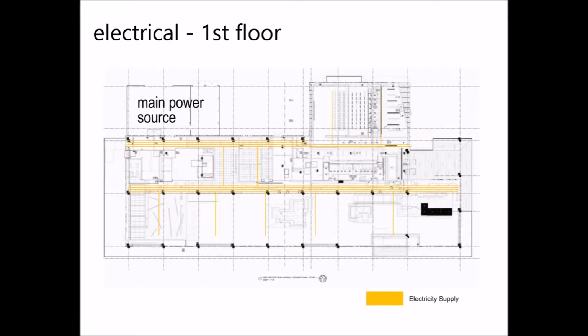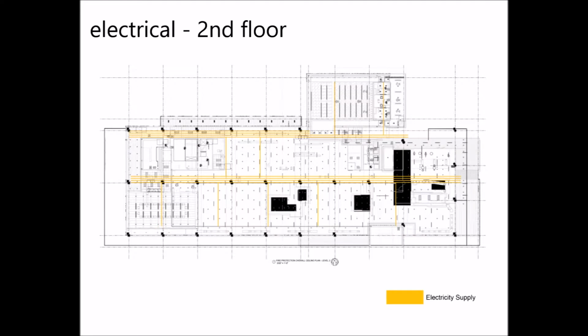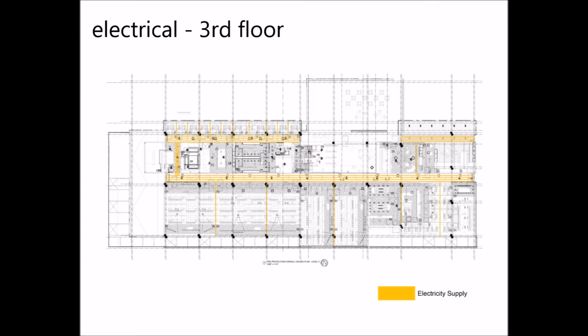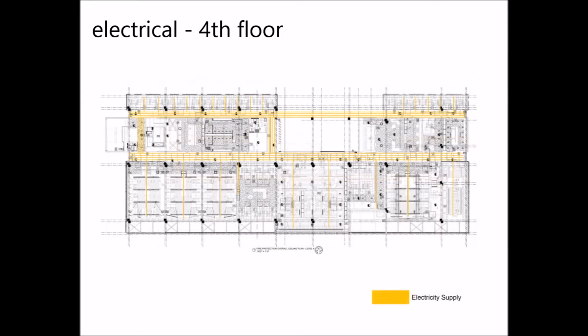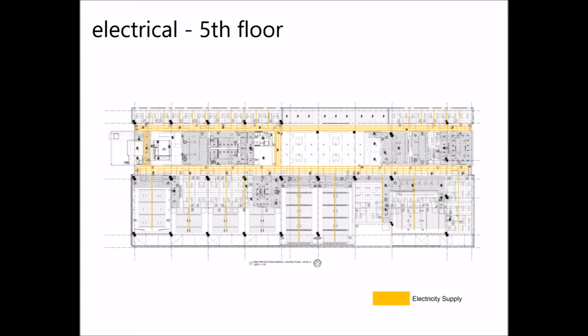The electricity supply runs very similarly on every floor. There are 2 main corridors in the building where all of the wires run down together. As they pass the different rooms, such as classrooms and collaboration spaces, the electrical wires arm off into each space to supply enough power for those areas.